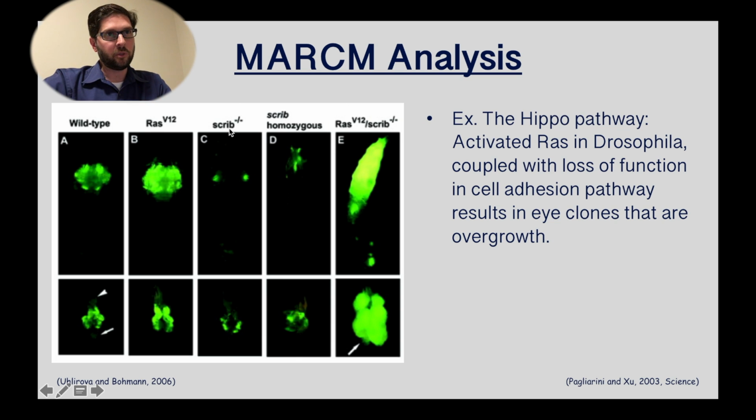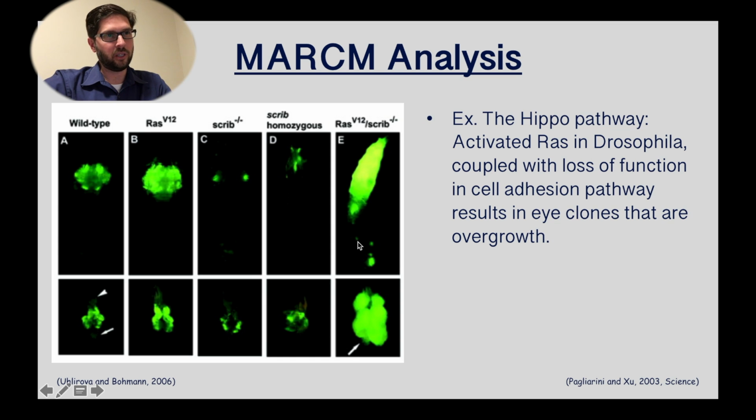If you only mutate specific components of the hippo pathway, as illustrated here, you also don't see a significant expansion of this GFP tissue. However, if you both activate RAS and knock down hippo, or cause mutations in components of the hippo pathway, you can see a significant overproliferation of this clonal tissue, as indicated here.